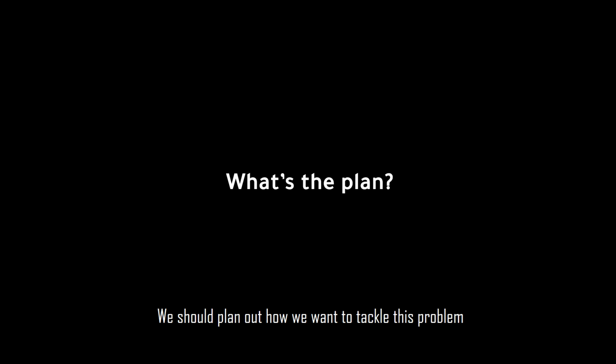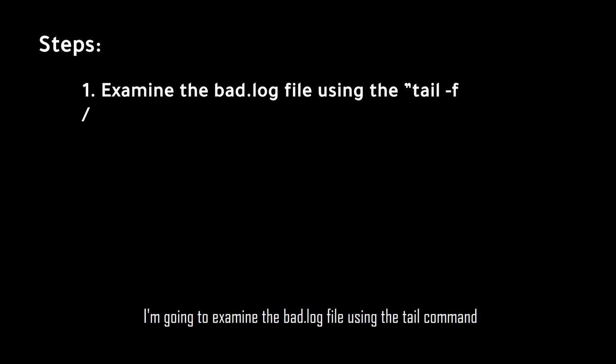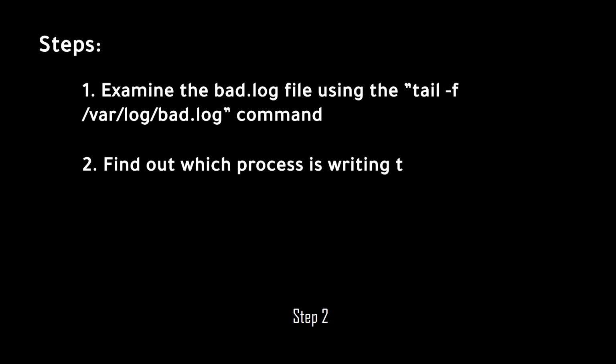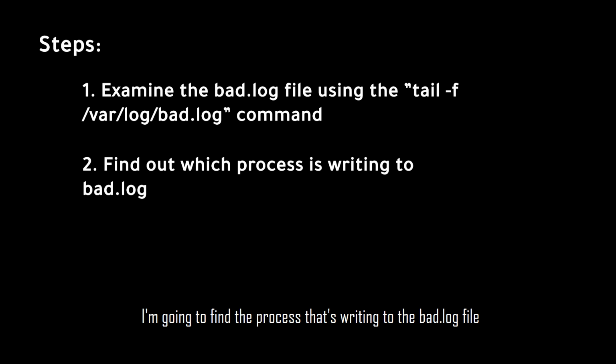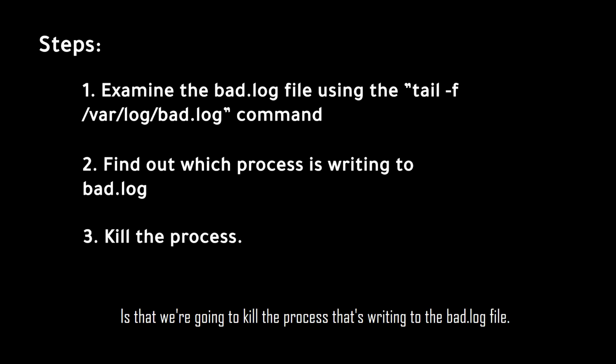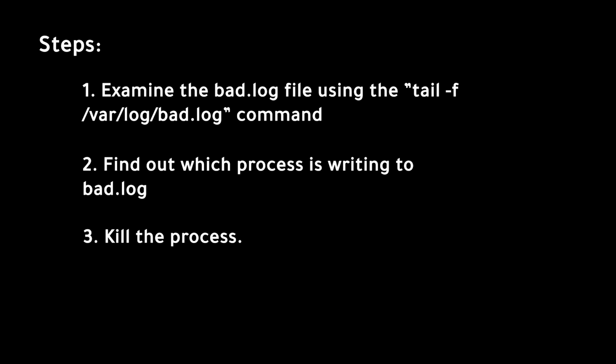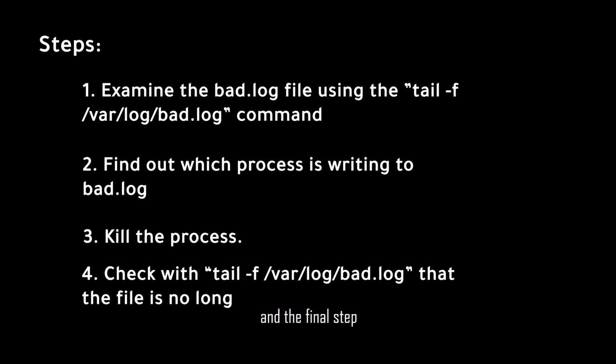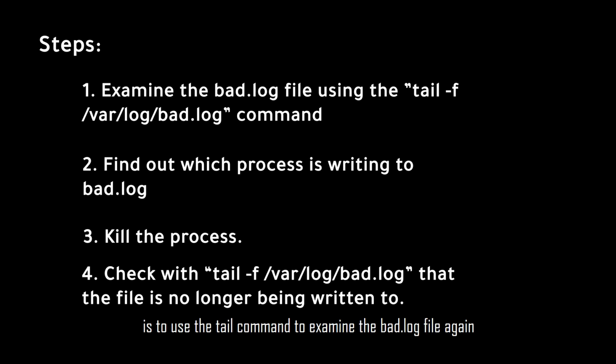So before we start working on the server, we should plan out how we want to tackle this problem. These are the steps I'm going to take to figure out this problem. Step 1. I'm going to examine the bad.log file using the tail command. Step 2. I'm going to find the process that's writing to the bad.log file. Step 3 is that we're going to kill the process that's writing to the bad.log file. And the final step is to use the tail command to examine the bad.log file again to make sure that the process is no longer writing to the file and that we've accomplished our task.